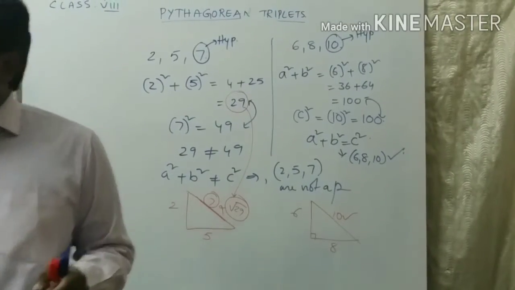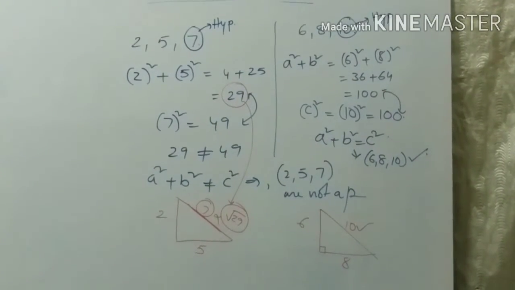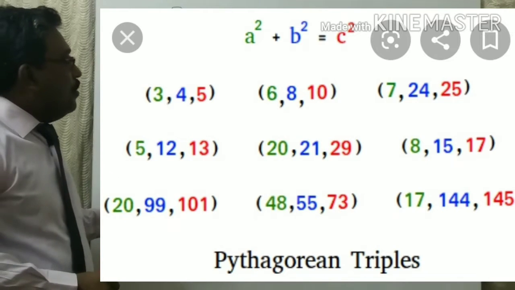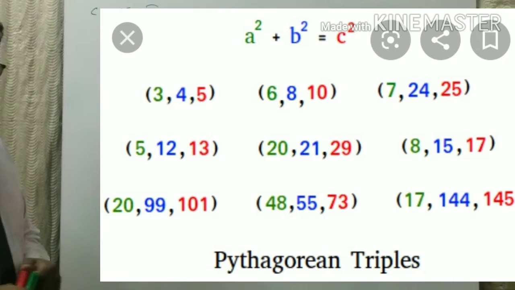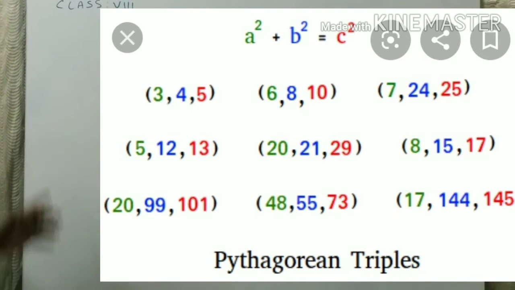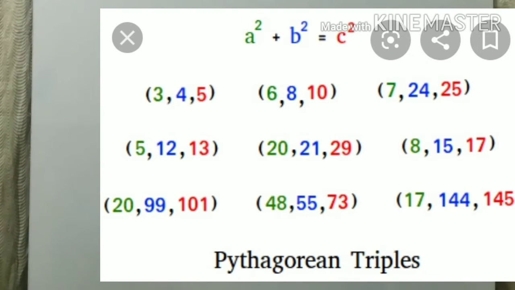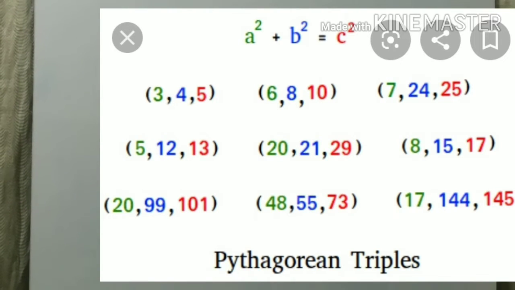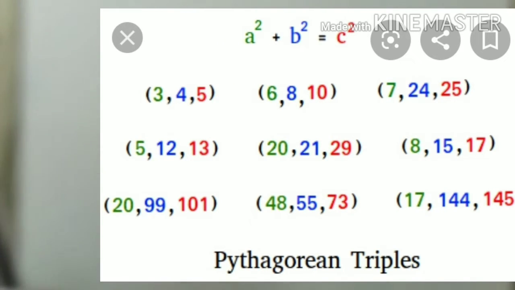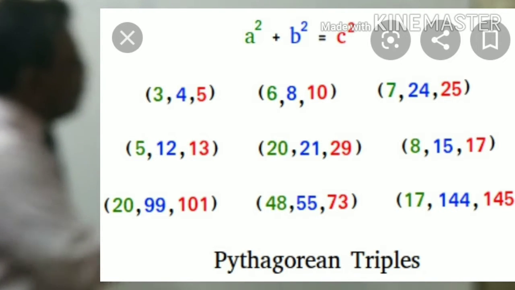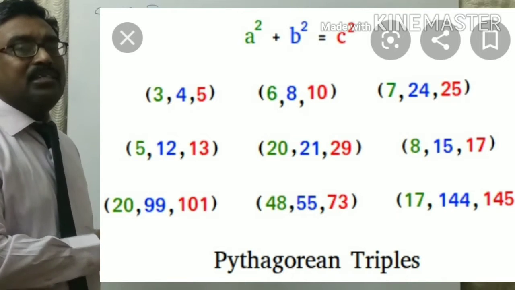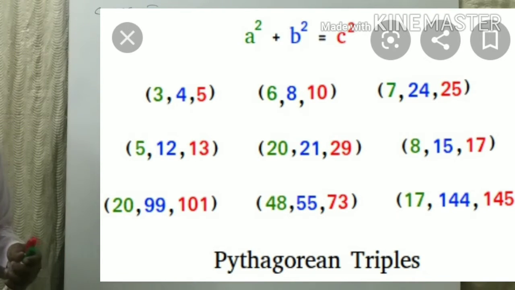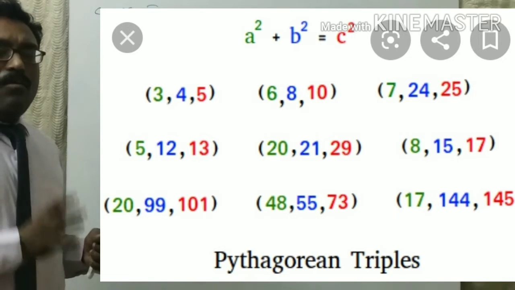Okay, now see, I gave some Pythagorean triplets to you all. The first two I checked. What is the first one? 3, 4, 5. What is the second one? 6, 8, 10. Those two I checked. Now you need to check whether the others are Pythagorean triplets or not. Take one pair.